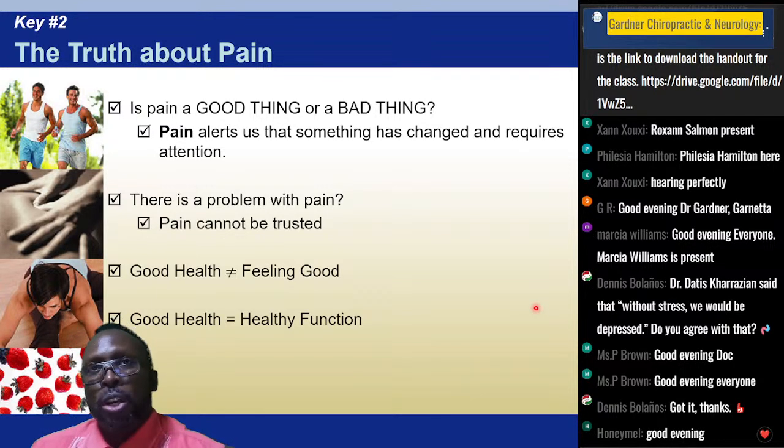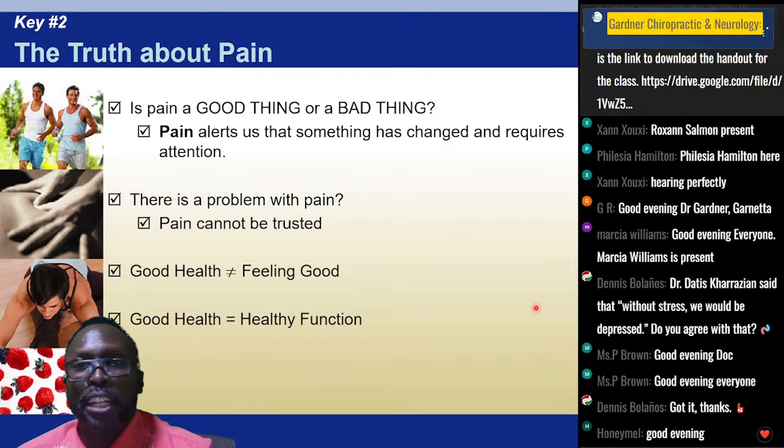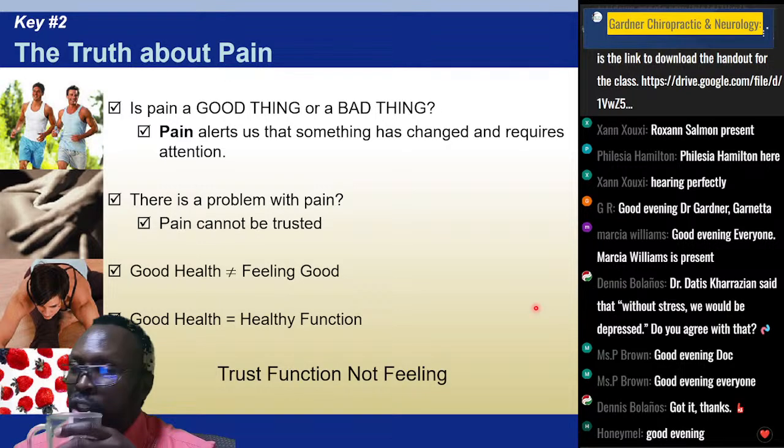If you want to have good health, what you need to do is ensure that your body is functioning the way it's designed to function. Which means it's more valuable to check the systems of your body. Just kind of do an inventory to check the systems of your body and make sure it's working the way it's supposed to work. We need to trust our function and not just our feelings.